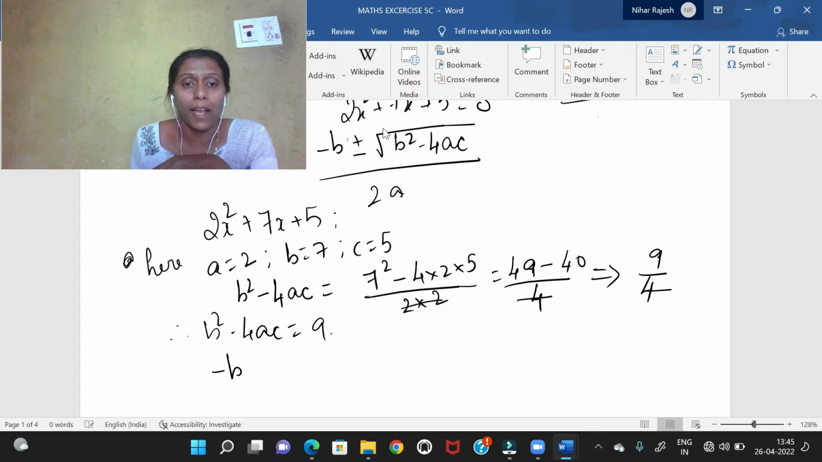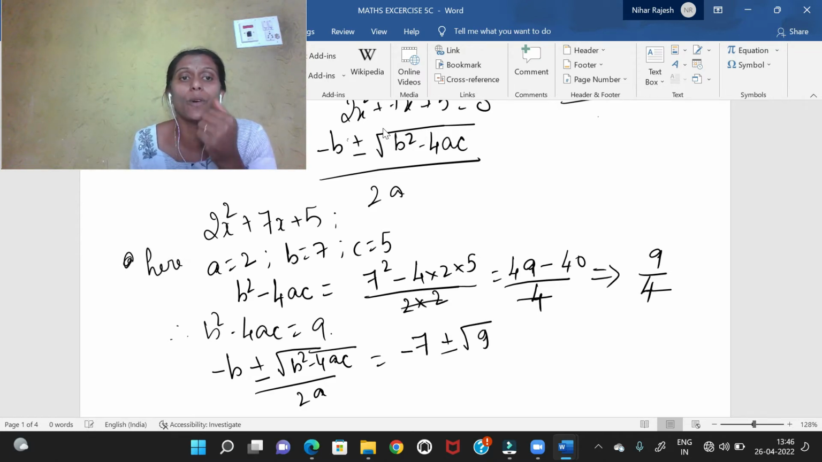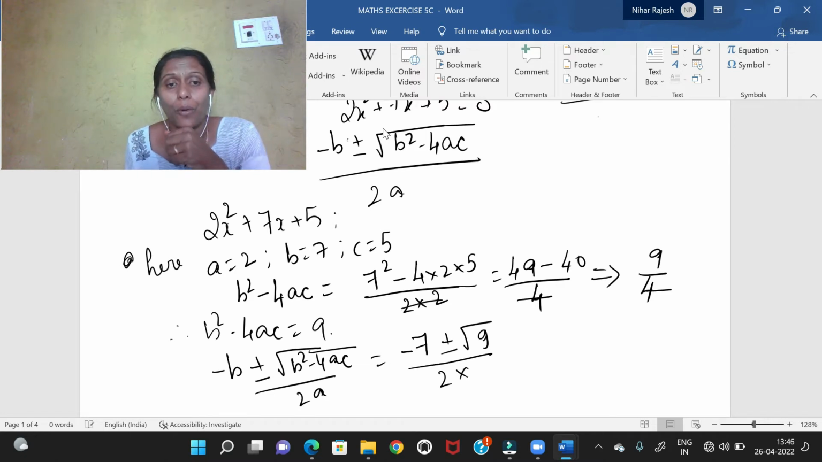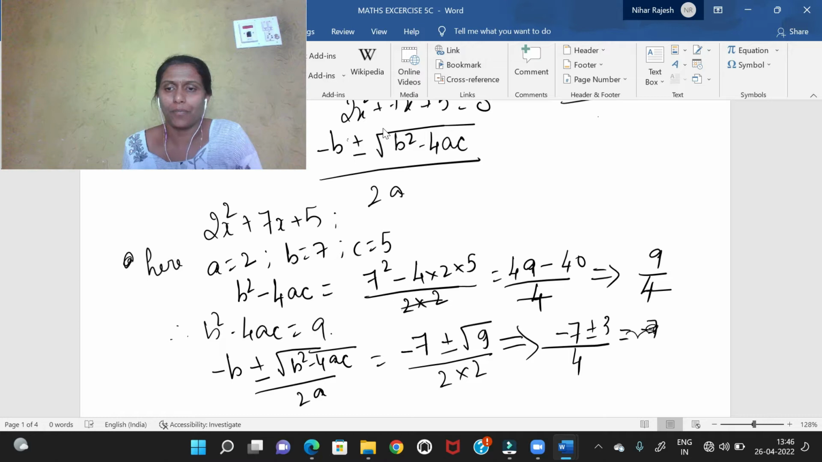Alright, now minus b plus or minus square root of b square minus 4ac, divided by 2a. Now we have got the values. So minus b is minus 7 plus or minus square root of 9, because b square minus 4ac was 9. Therefore, 2 into 2. I should have done this step here, but I just did it in the upper line. Just scratch it off. So minus 7 plus or minus 3 divided by 4. So next, minus 7. I can do two things here. One.